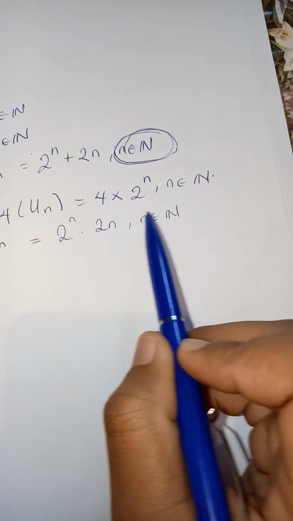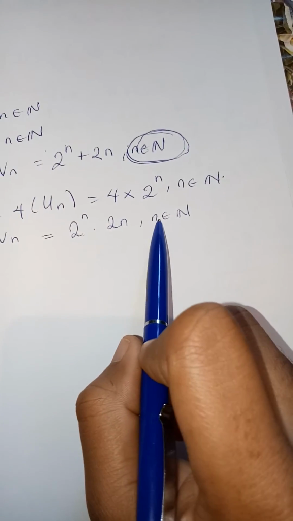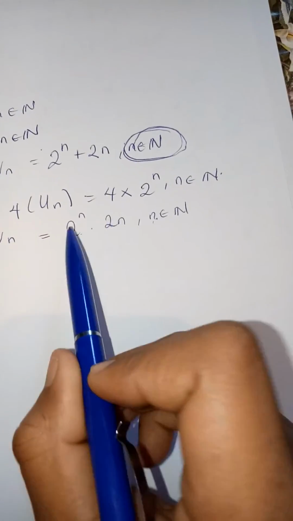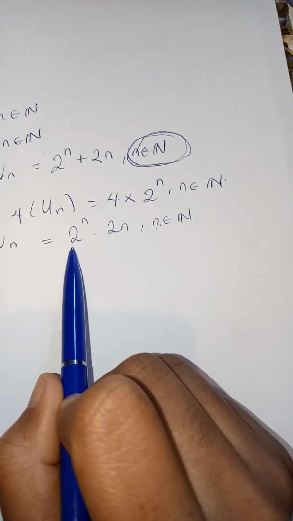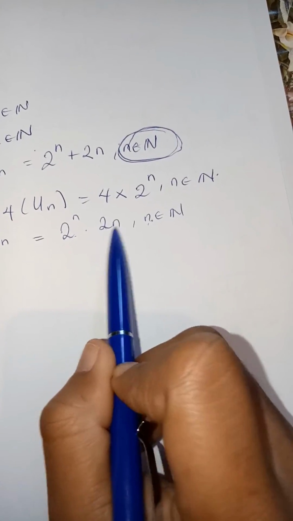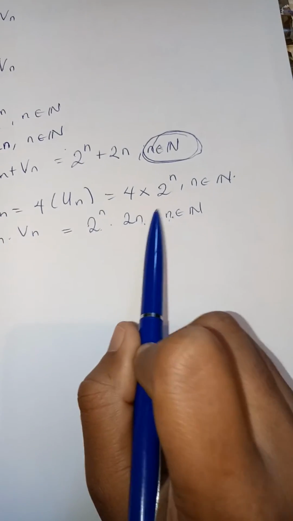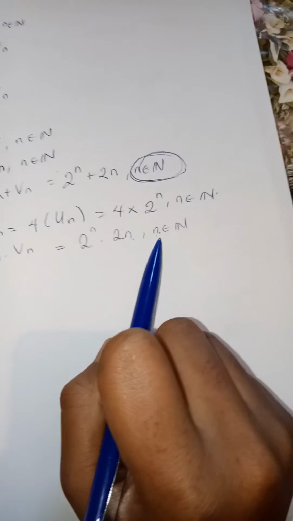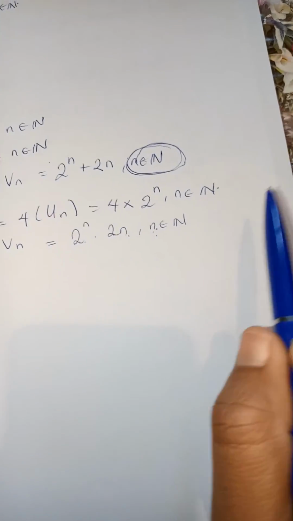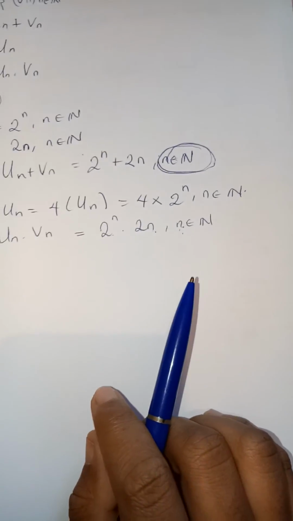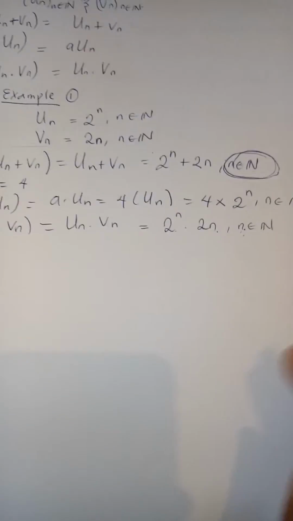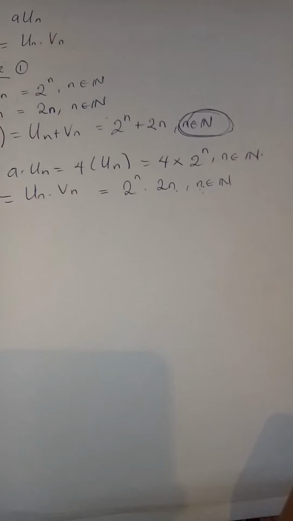Obviously, if n is 0, cas particulier, 2 raised to the power of 0 gives 1. 2 times 0, of course, is 0. So 1 times 0 will be 0, which is also in N. So that's it for the operations of a suite and then its properties.